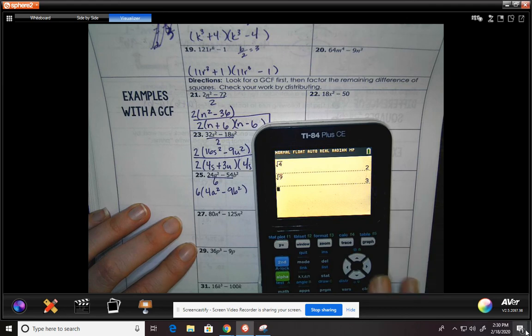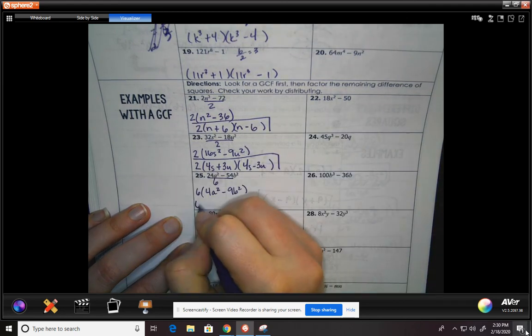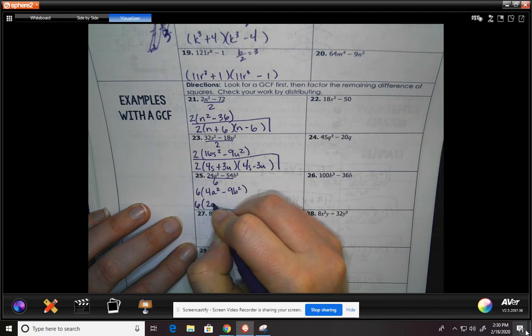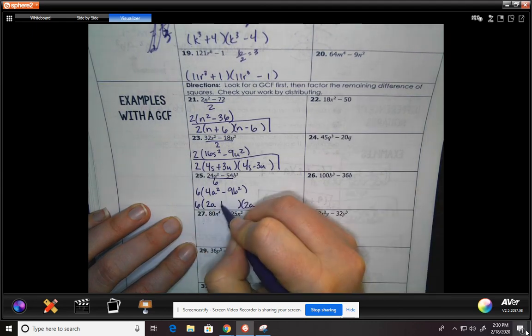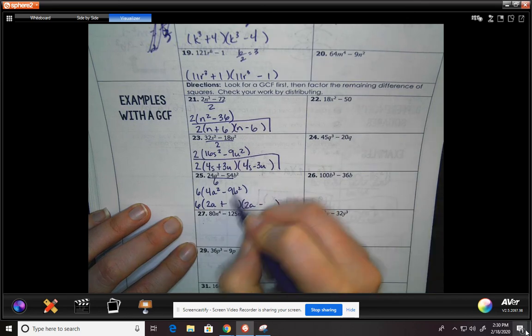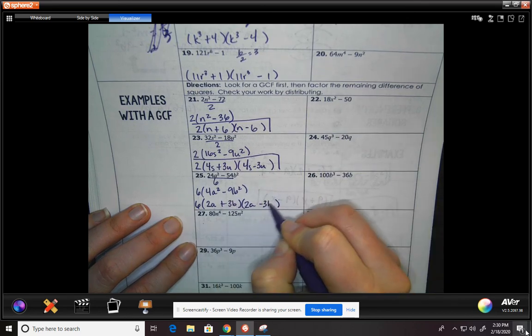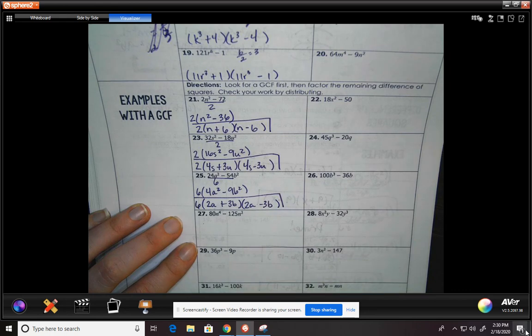They're 2 and 3. So I keep my GCF of 6. I put a 2, split the A. Put a plus sign, put a minus sign, and then I put a 3, split the B. And there's my final answer.